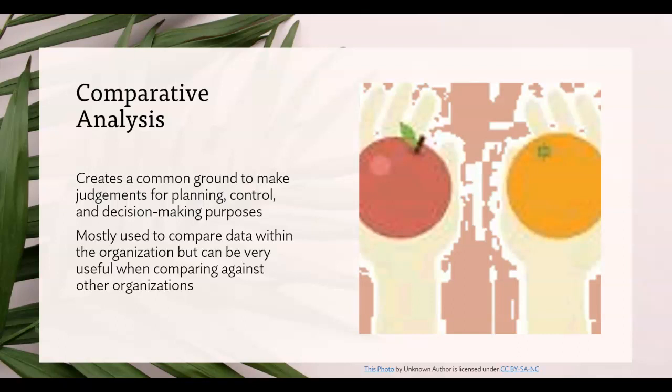And like I said in the second statement here, it's used to compare data within the organization, but it can also be useful to compare against other organizations as well. It's always a good idea to look at other organizations whenever you're trying to establish your budget, because you can always benefit from the numbers if you can get those numbers to make improvements within your organization.